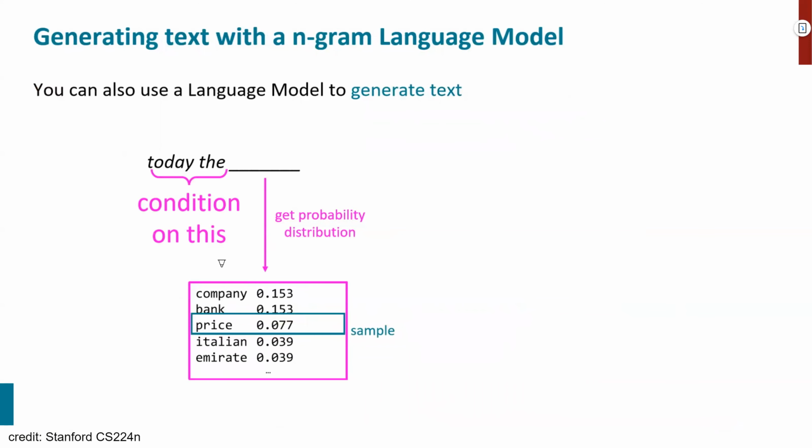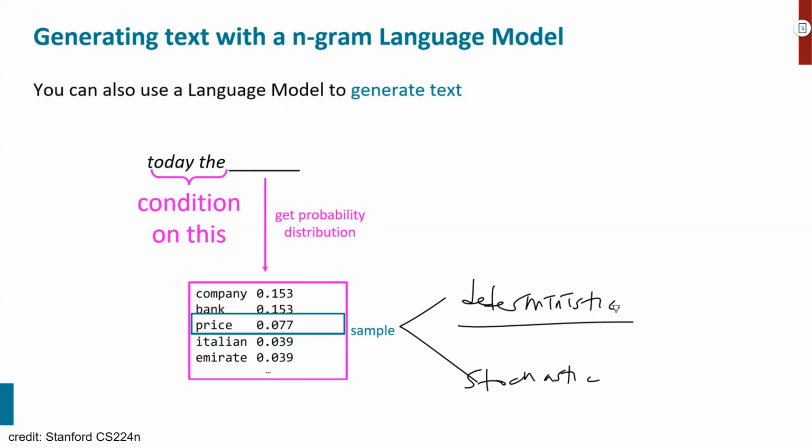Today, conditioned on this, we get the probability distribution, and according to this probability distribution, we sample the next word. For sampling, we have 2 ways. The first one is deterministic, and the second one is stochastic. Deterministic sampling samples the most probable word, here just the company. In this case, we are going to make the same sentence all the time.